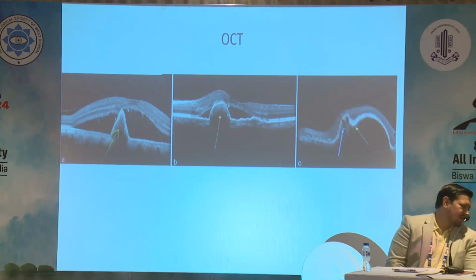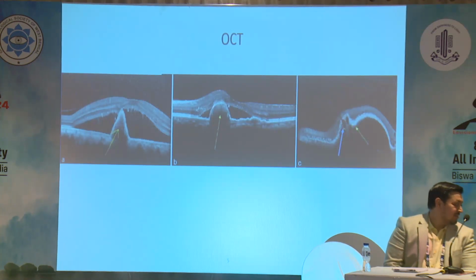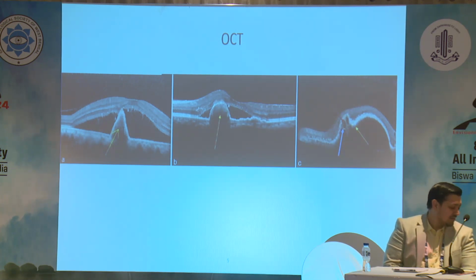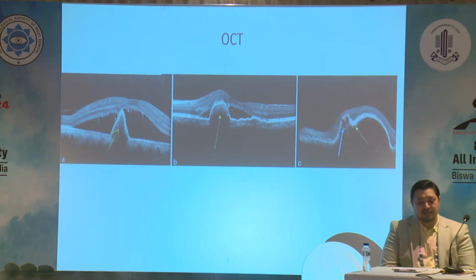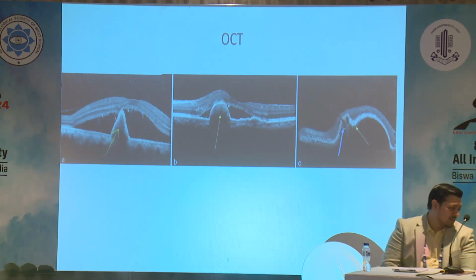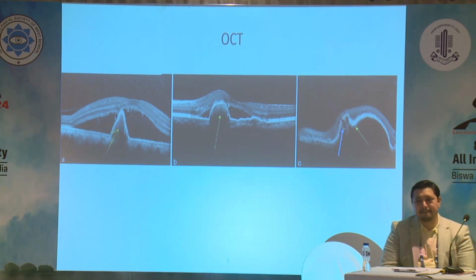Even OCT has a high sensitivity, but the specificity is low in detecting polypoidal lesions. These are typical pictures: a tall peak PED, a double peak PED, a large PED, a thumb-shaped PED. All these are associated with polypoidal lesions in about 75 to 80% of the cases. But even if OCT is showing such pictures, a polyp may not be present. The sensitivity is around 80%.